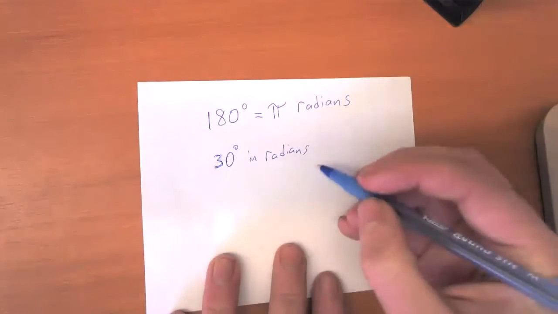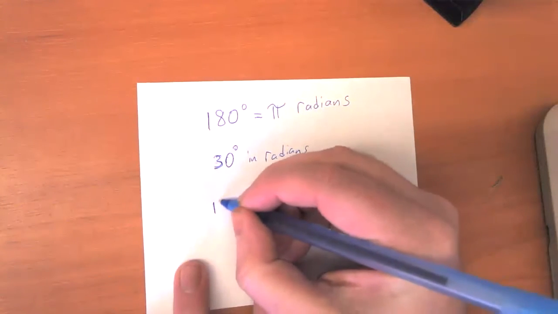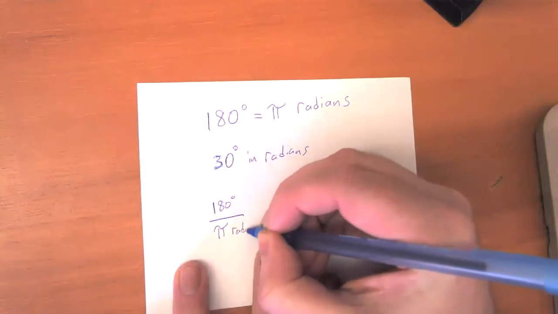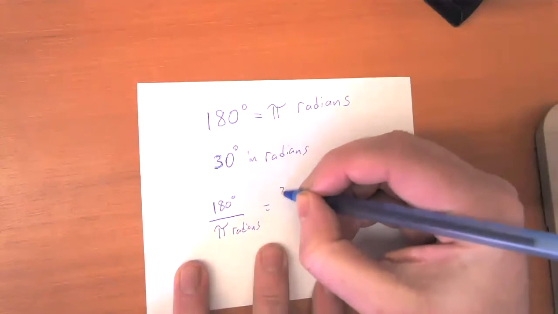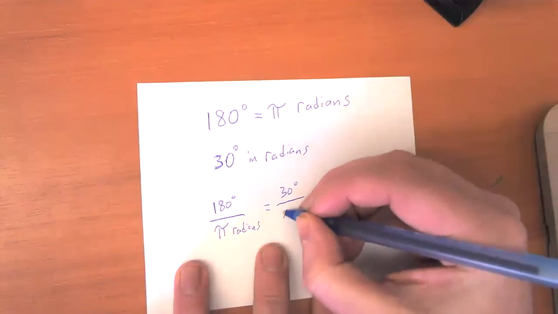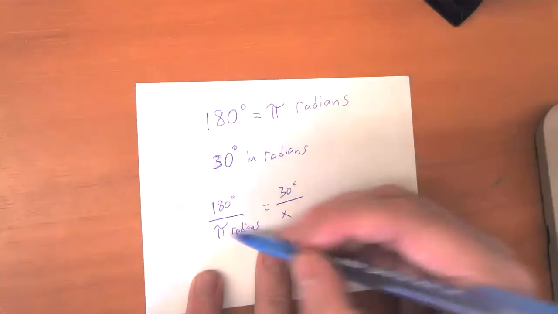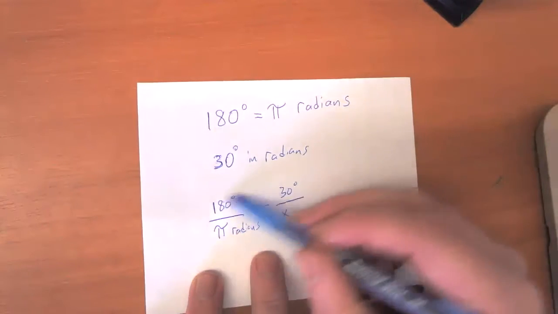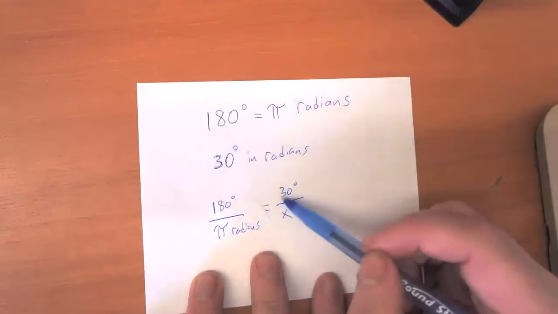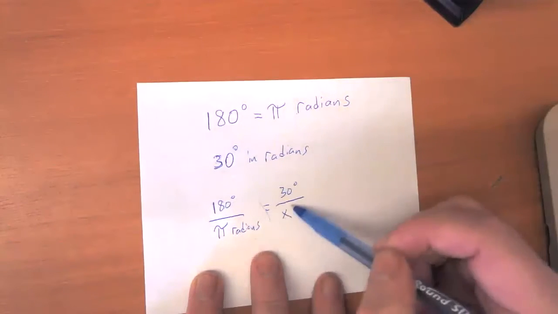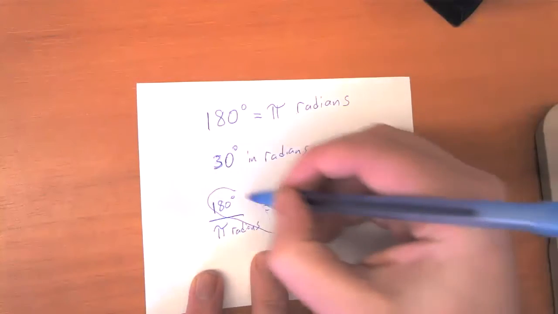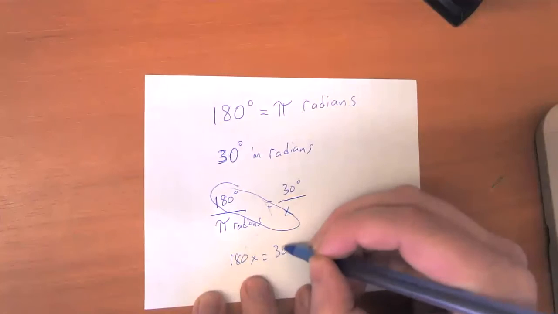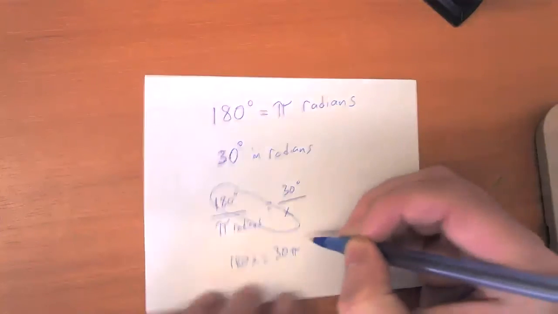So what I'll do is I'm going to set up a proportion. I'm going to say 180 degrees is to pi radians equals 30 degrees over x. And now I've got this equation that I can solve for x. Notice that this side is my conversion, and I'm making sure that the degrees line up and the radians line up. So here I just cross multiply, and so I have 180x is equal to 30 times pi.